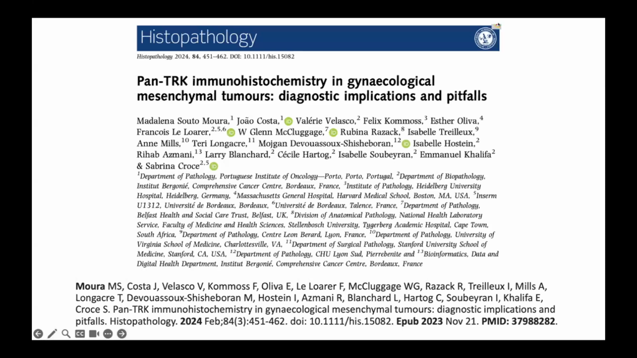Yep, so my paper is Pan-Trk Immunohistochemistry and Gynecological Mesenchymal Tumors: Diagnostic Implications and Pitfalls by Maurer et al., which was published electronically at the end of last year, but in print at the start of this year.